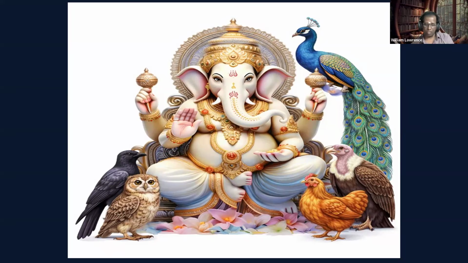So there are five Pakshis. There are five functions in the day, five functions in the night. There are Sukshma functions also. So 25 in the day, 25 in the night. With five birds, it's about 250 functions.